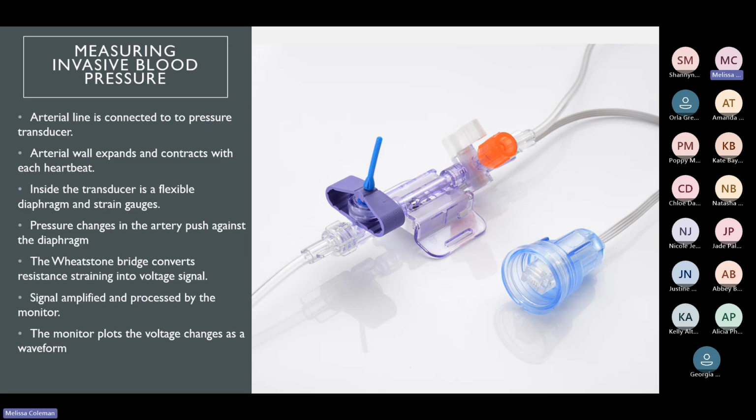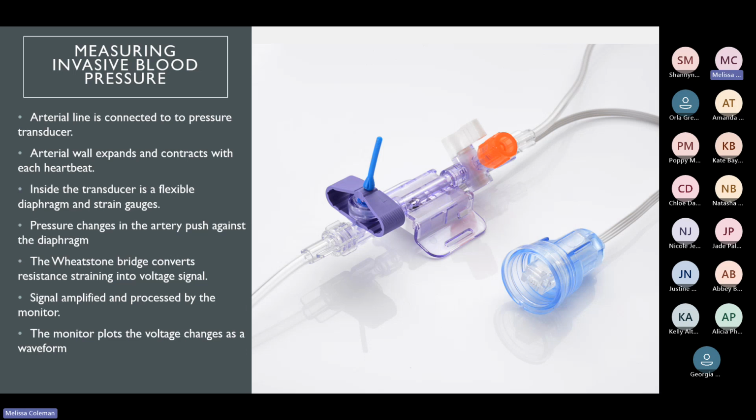So this is what one of our transducers looks like. The arterial line is connected to the pressure transducer via a non-compliant line, usually filled with just normal saline, or if it's quite a small catheter, you can use heparinized saline as well. And that just acts as a column that transmits the arterial pressure changes. The arterial wall expands and contracts with each heartbeat, and that changes the pressure in the catheter and in the line that's attached to the catheter.